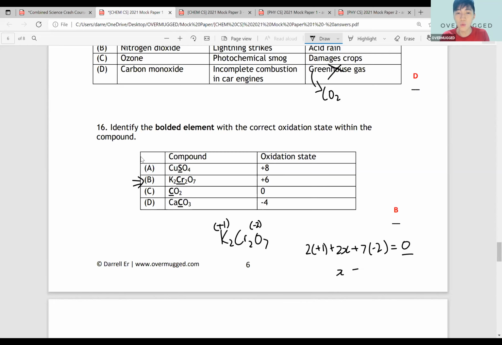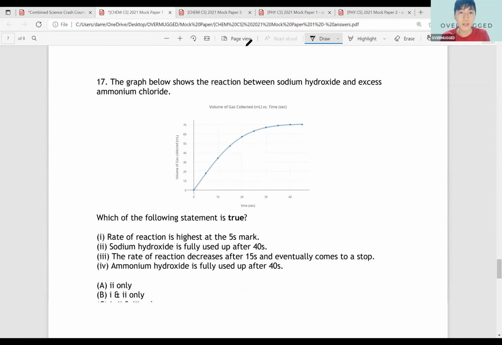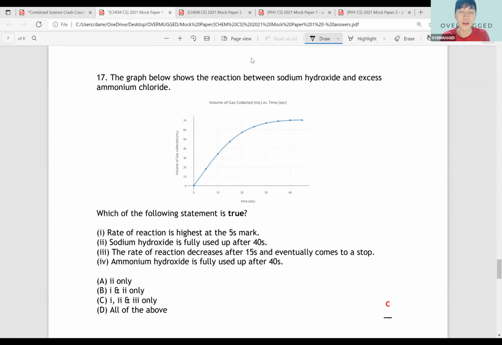So if you work out your basic math, your sec 1 algebra, you'll find out that the oxidation state of Cr is actually plus 6. Because minus 14, plus 2, then 12 divided by 2. That's why the answer should be plus 6. So this is calculating the oxidation state of an element within a compound. Question 17, this is about rate of reaction.